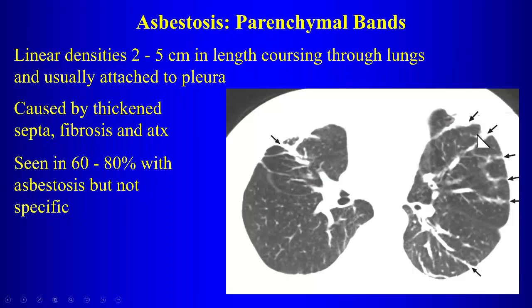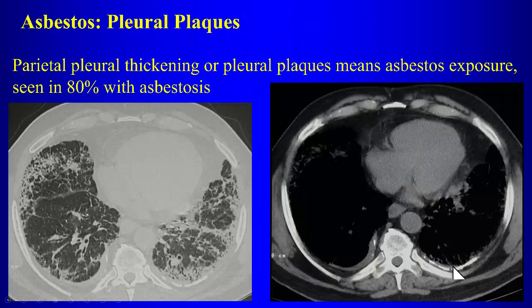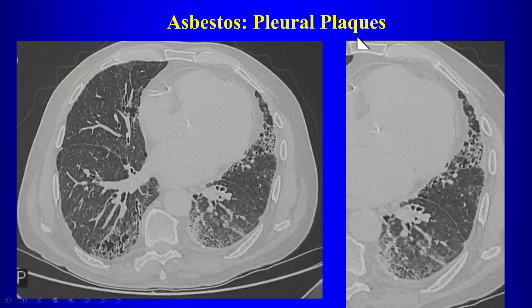These are lines that are perpendicular to the pleural surface. So subpleural lines, parenchymal bands, these also might be seen with asbestosis. Okay? Pleural plaques, very important. If you see that, it tells you the patient has been exposed to asbestos. So then if there's any interstitial lung disease, then asbestosis might go to the top of our list.